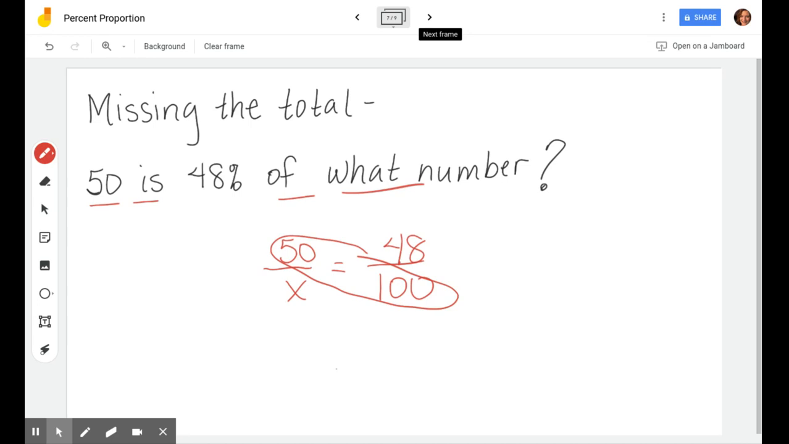When I divide by 48, I get 104.16 repeating. I didn't specify how to round on this. So if you want to say about 104 or 104.2, you could round it. That would be okay. They're not always going to come out all nice and neat. I know 48% is just a little bit less than half, and 50 would be just a little bit less than half of 104. So I think that one looks good.